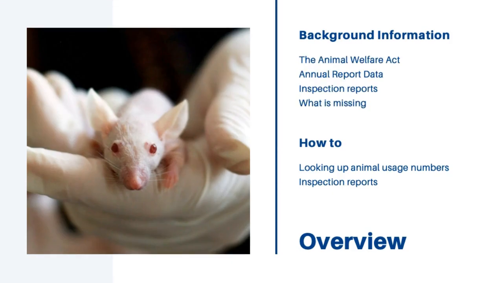This presentation will briefly provide background information on the Animal Welfare Act, which is the main law that requires reporting of animal usage numbers. I will also discuss annual report data and inspection reports, which are the types of forms that you can get from the government that have information about animal usage numbers. I will explain as well how these reports can be read and how to understand the information on them. Finally, I will discuss what is missing from these reports. This will be followed by a tutorial on how to actually look up these animal usage numbers and how to download inspection reports.